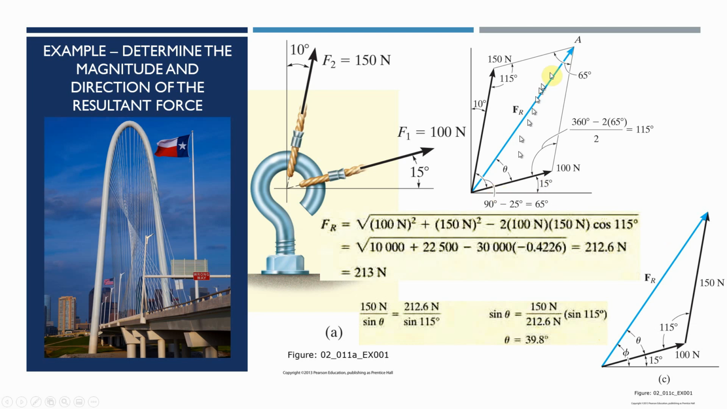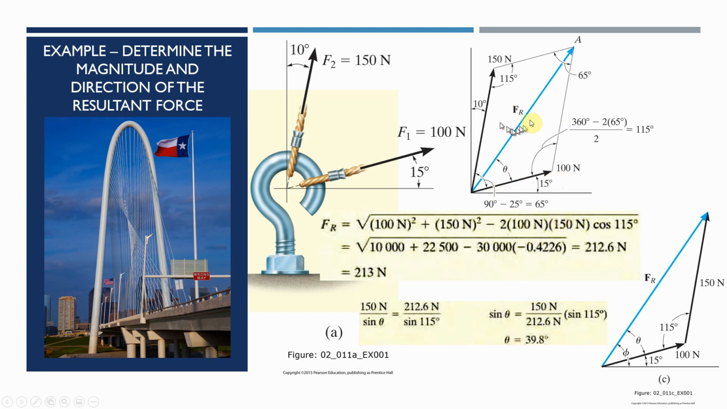Because what you do is you say, okay, the resultant, it's kind of like the Pythagorean theorem. You take this side squared, you add this side squared, and then you subtract 2 times the length of this side times the length of this side times the cosine of the angle between them. And that will give you FR, or 213 newtons. The sine law then lets you get the angle theta here.